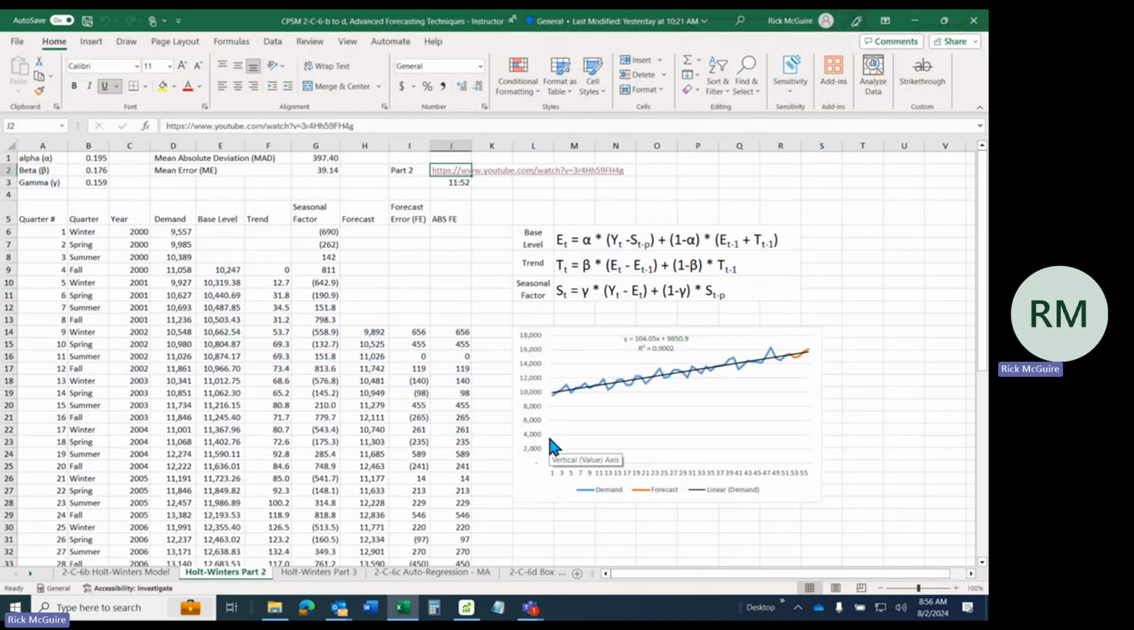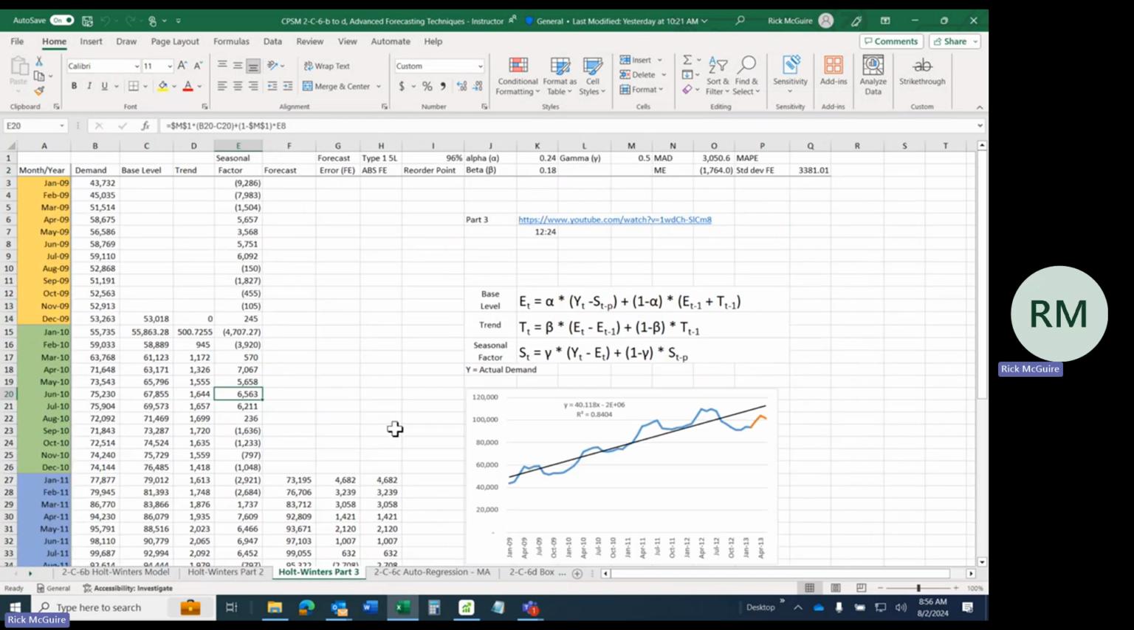So that was Holt-Winters. She's got one more part here where she does some confidence intervals and some other things that are kind of interesting. That's another 12 minutes. Remember, this is way more than you'll need to know for the ISM test. For the ISM test, all you need to know is Holt-Winters is an extension of exponential smoothing.